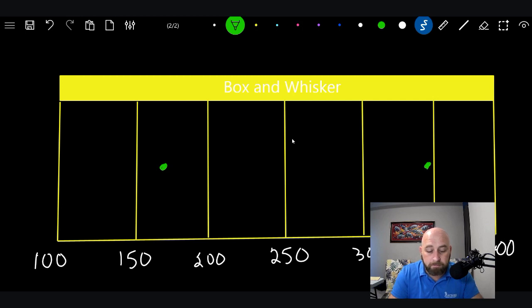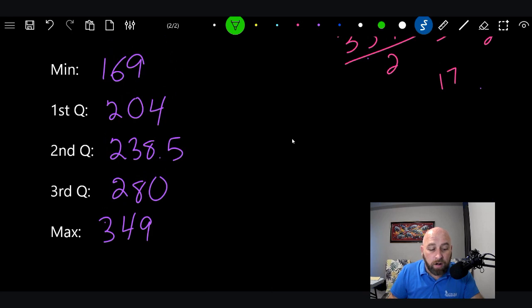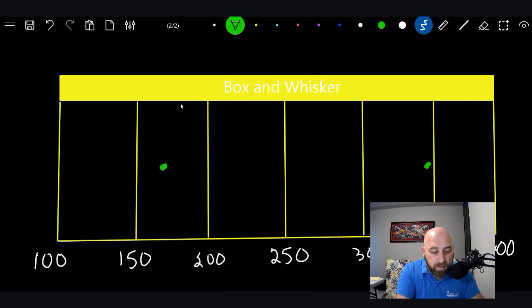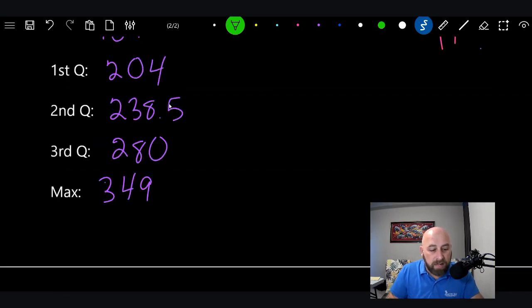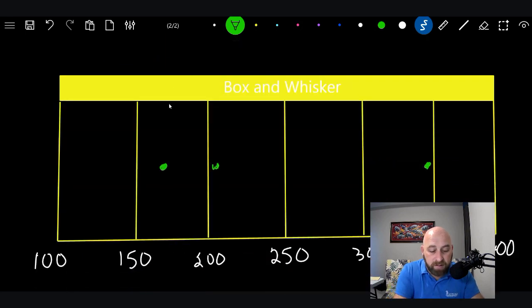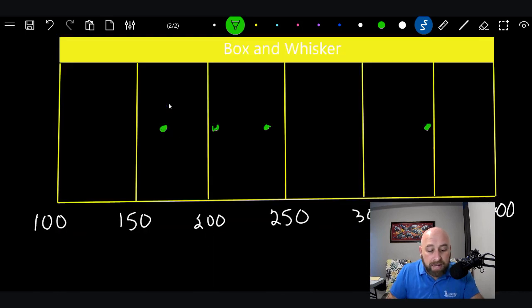Okay. Now what we want to do is add our quartile points. So first quartile, 204. So right after 200 is 204. And then we want to add 238.5. Again, it doesn't have to be perfect. 238.5. We'll put him right there. And then 280. So coming down here, oh, I don't know, right about there somewhere.